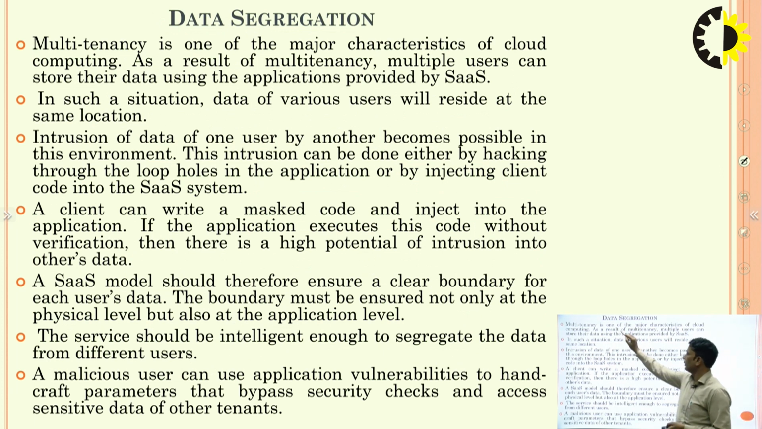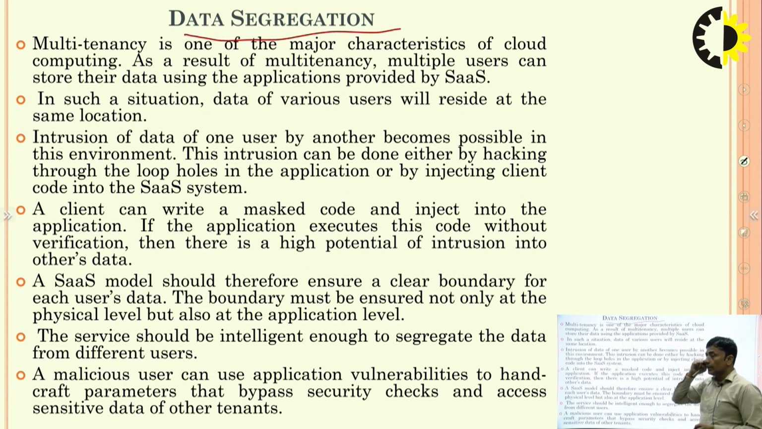Data segregation. We know that the cloud is a multi-tenancy model. What does it mean? It means a number of users are using the same physical machine. Multi-tenancy is one of the major characteristics of cloud computing. As a result, multiple users can store their data using the application provided by the SaaS. SaaS providers offer the application that is used by a number of users, and each user can store their data using that application. So in such a situation, data of various users will reside at the same physical location.